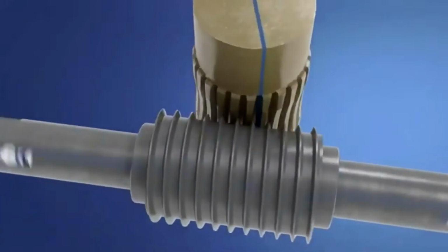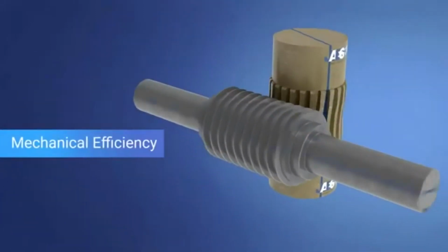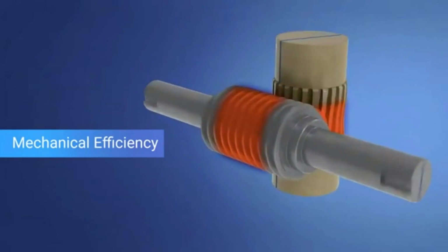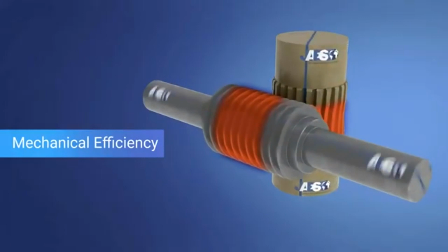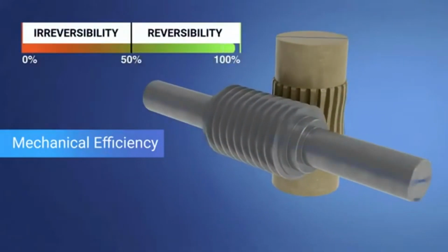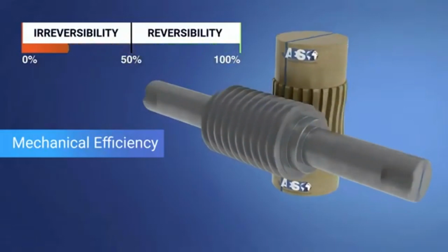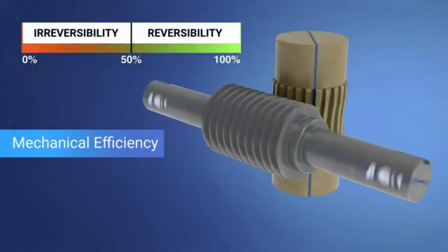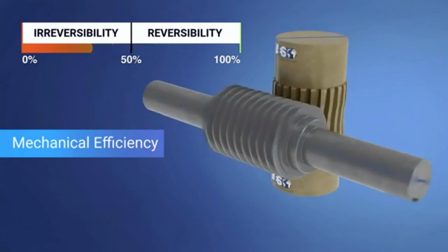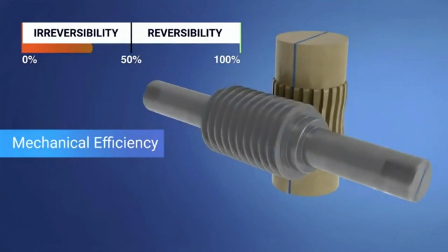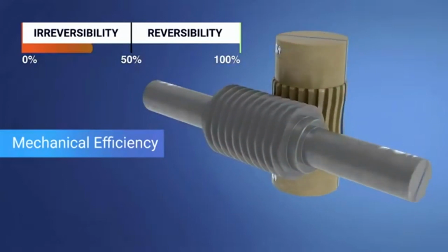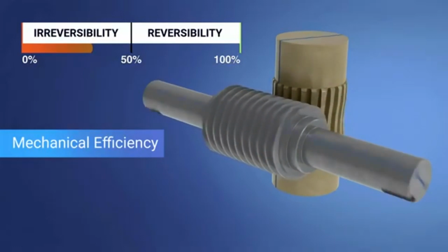The mechanical efficiency represents the measure of the effectiveness with which the mechanical components perform without losing energy. In fact, when the efficiency is less than 50%, and when the helix angle is equal to or less than the angle of friction, the mechanism will be irreversible and it can only be driven by the worm screw.